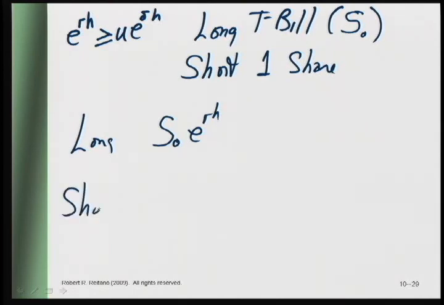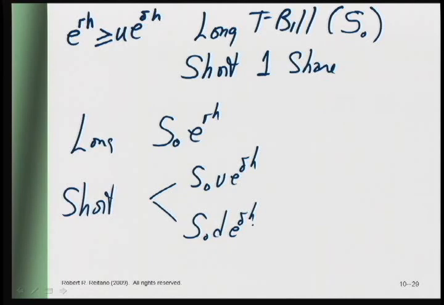My short position does one of two things. It either becomes S0 U e to the delta H, or it becomes S0 D e to the delta H. Now, by assumption, this is bigger than this, and of course that's bigger than that, so I have an arbitrage. It costs me nothing at time 0, and I make a profit if the stock price goes down, and I make a profit or come out even if the stock price goes up. So this arbitrage would enforce that ultimately the inequalities that we saw will prevail.